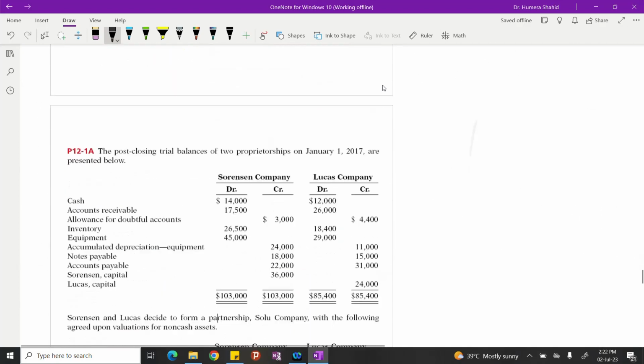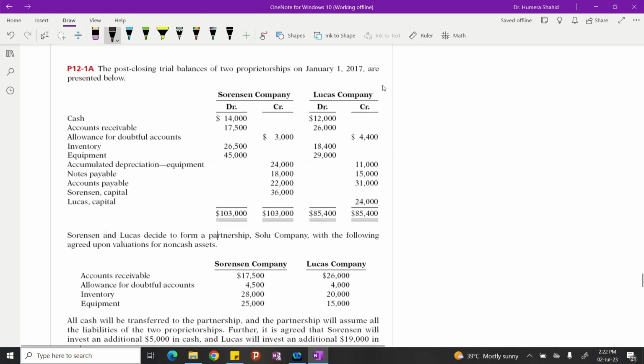Let's move on towards one problem exercise which I have chosen for you. Let's have a look. You know that a problem exercise creates a full scenario like a case study, and then they have several requirements which you have to fulfill. So let's read this case study. The post-closing trial balances of 2 proprietorships on January 1st, 2017 are presented below.